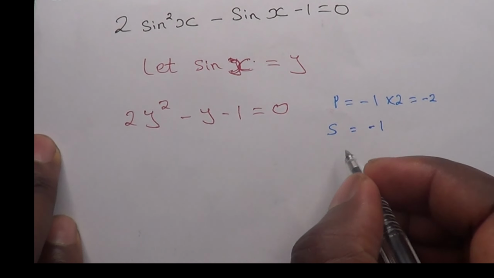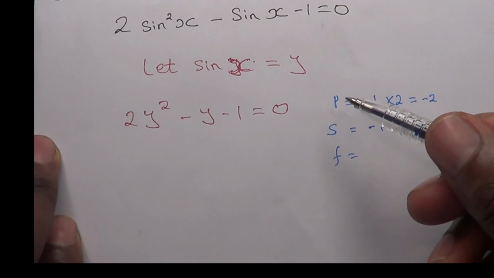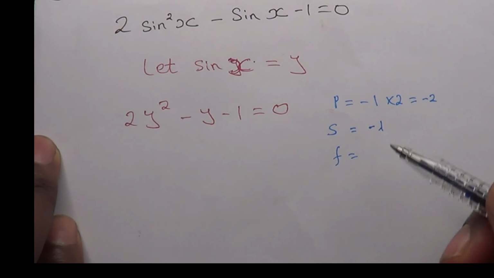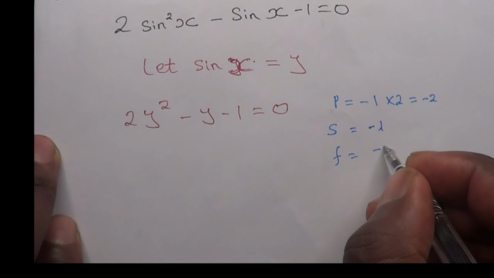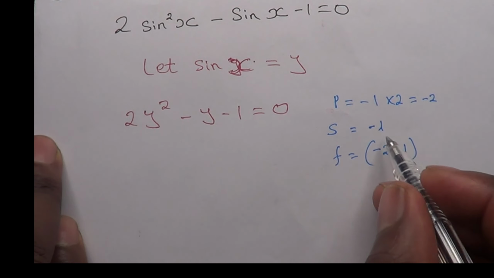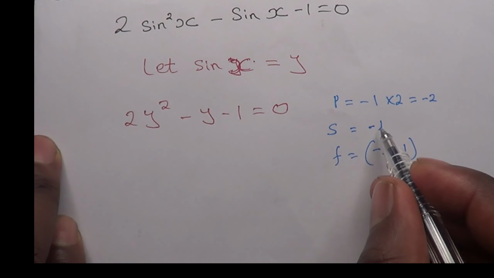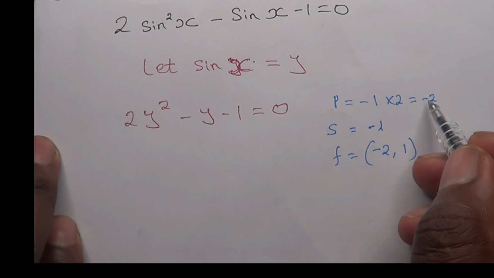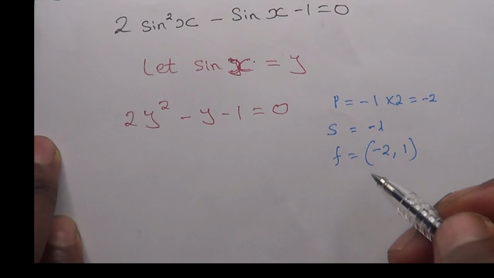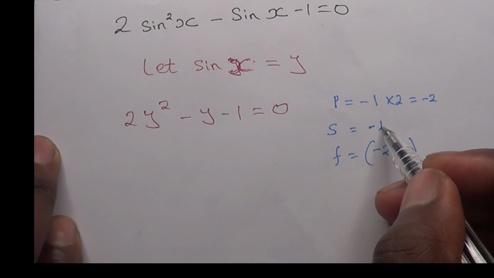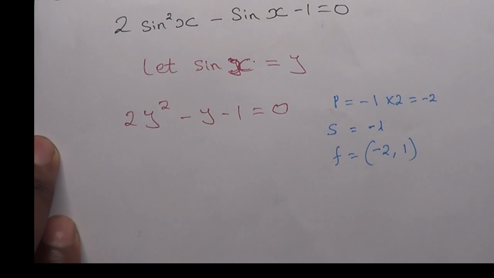Then we look at the factors. When we multiply, we get -2. When we add, we get -1. So the factors here are -2 and 1, because -2 plus 1 we get -1, and -2 times 1 we get -2. So the factors are two numbers that, when you multiply, you get -2, and when you add, you get -1.